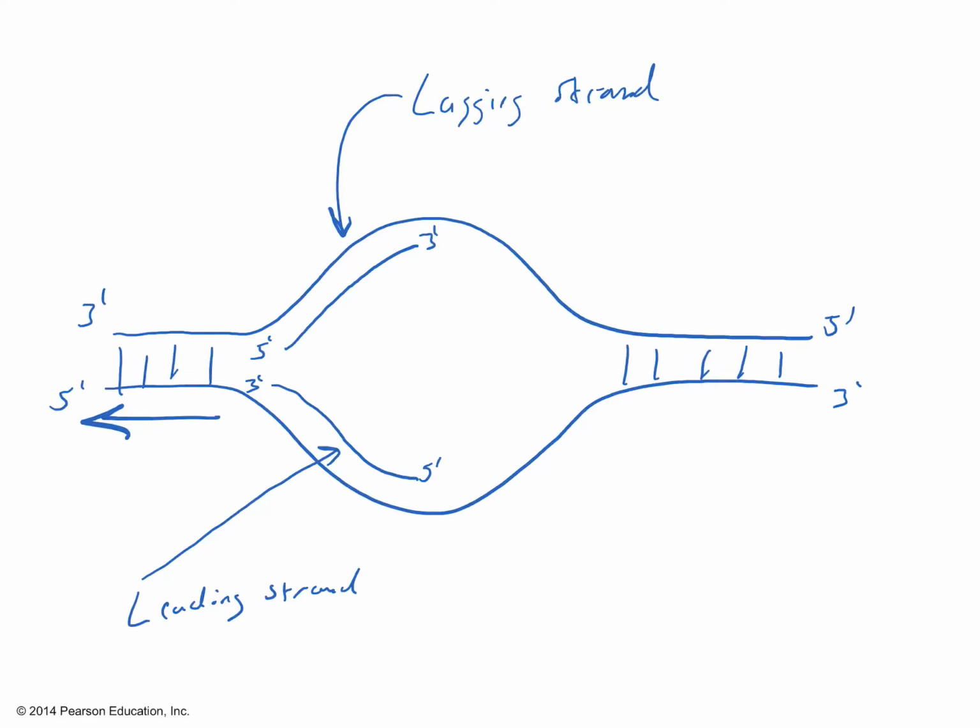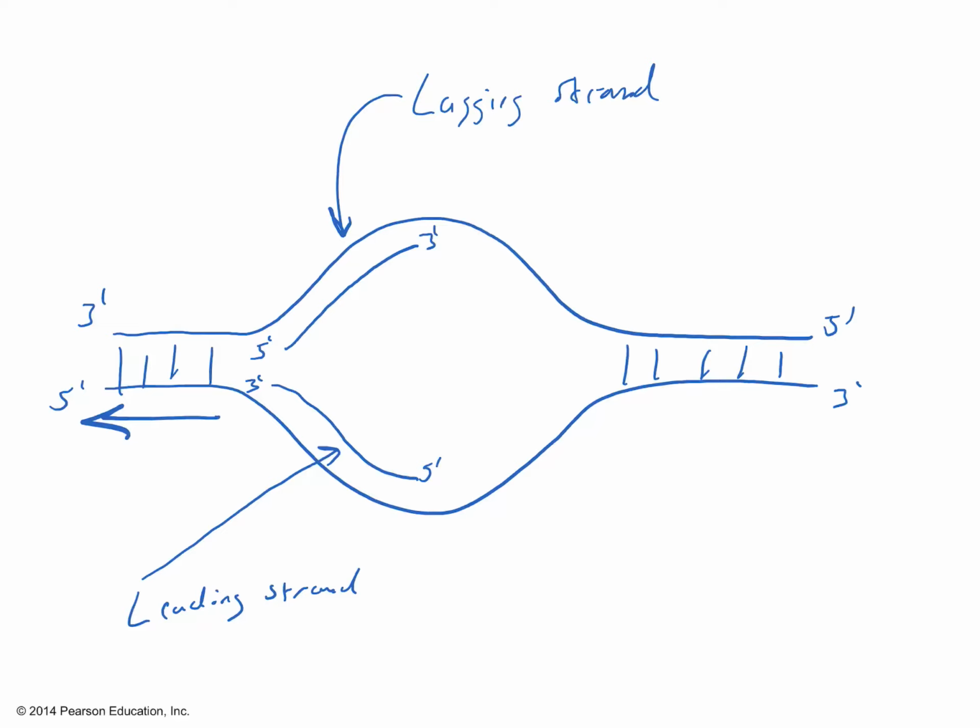So there's a conundrum here. DNA polymerase, which is sitting right here, has to keep up with the replication fork, which is moving that way. But on this side, it has to build the daughter strand in the opposite direction. How does it do both of those at the same time?